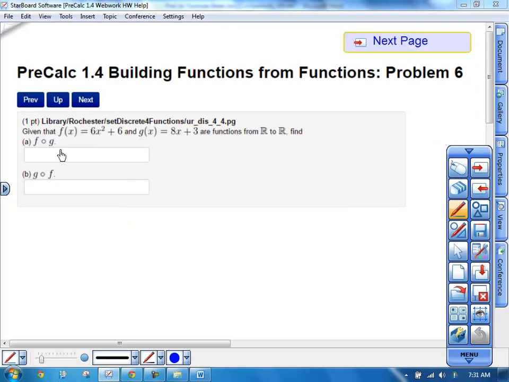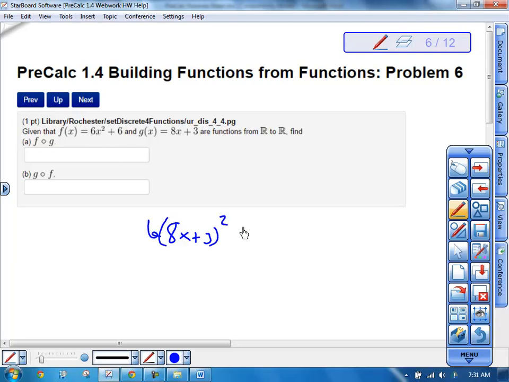Okay, next question, once again, just two compositions. Take g, plug it into f. So that'd be 8x plus 3. And we're going to plug it right in here. So it'd be times 6. We'd have to square that plus 6. So first one, you just put this function into that right there. And I think you can enter this answer in or simplify it. I think it accepts this one though.